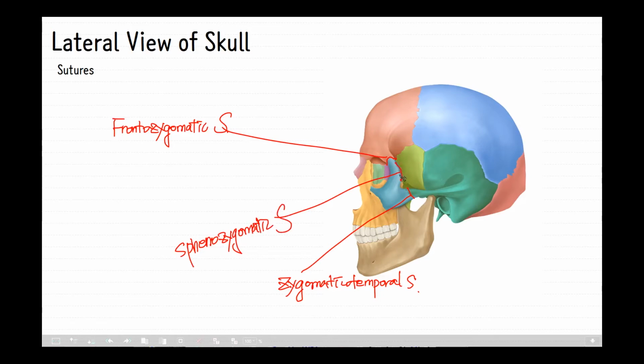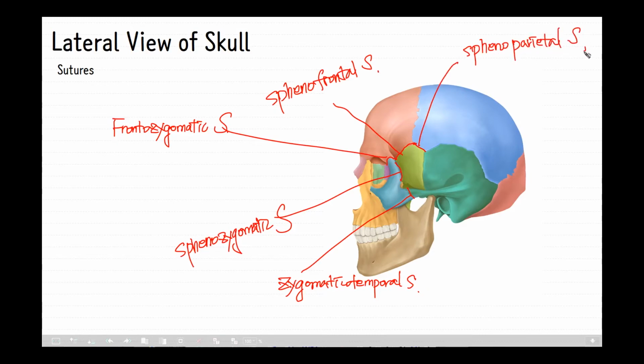Actually, this line is located more medial to this frontal process of zygomatic bone. And the fourth one is the spinofrontal suture here. Spinofrontal suture. The next, we have the spinoparietal suture here. And the spinosquamosal suture here.